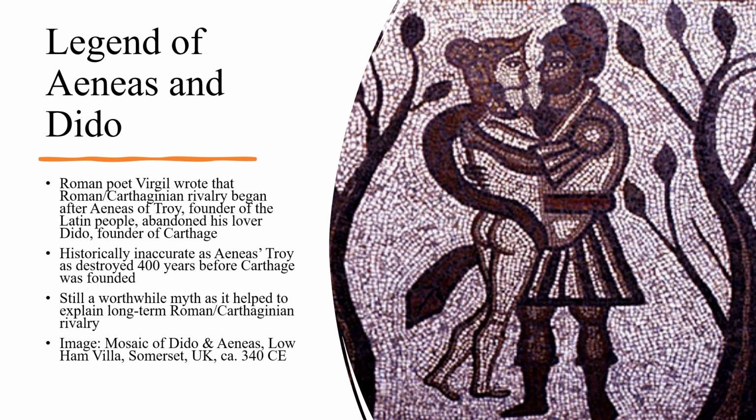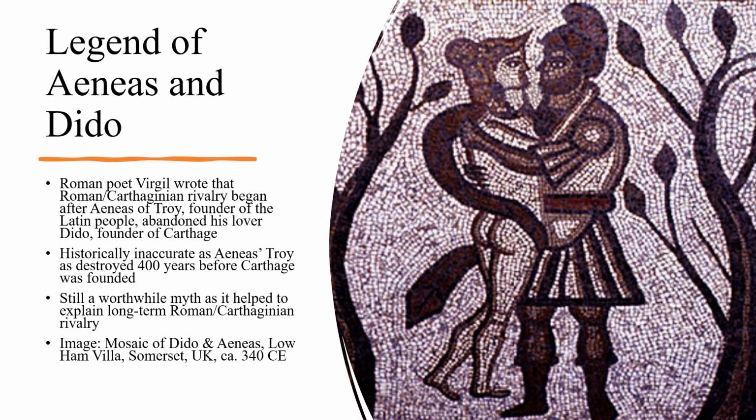Aeneas of Troy was said to be the founder of the Roman people. He fled Troy after it was destroyed by the Greeks in about the 1200s BCE, and then he met Dido and had a relationship with her, but then went on to the Italian peninsula to found the people who would become the Romans. Dido became very sad and angry that Aeneas left her, and because of that, the Carthaginians and the Romans were said to have been long-standing rivals because of this ruined relationship, a spurned lover in Dido.